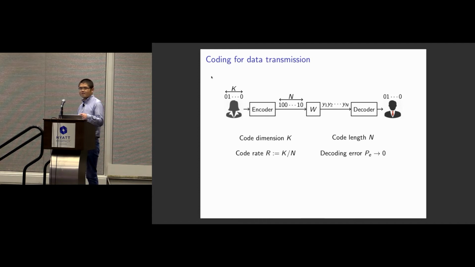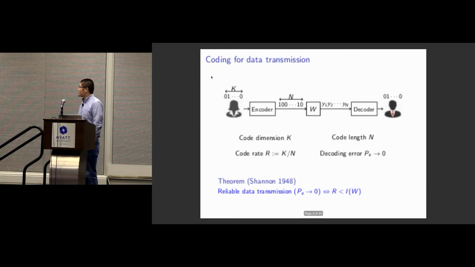So here are a few parameters. The length of message k is called code dimension, and code length is n. Code rate is defined as the ratio between k and n. And finally, we want the decoding error probability to go to 0. So Shannon's seminal theorem in 1948 tells us that we can build reliable data transmission, namely we can make the decoding error probability decay to 0 if and only if the code rate is smaller than the channel capacity, which we denote as I(W).